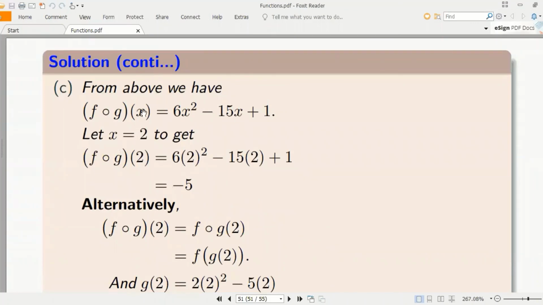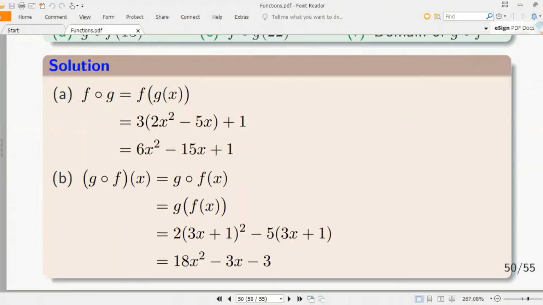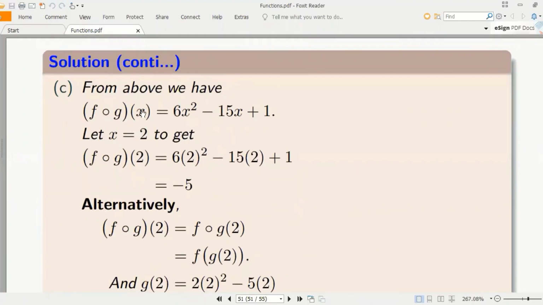From above, we have this, that was the answer we got in A. So substitute the answer of A with that 2, where there is X, and you get negative 5.